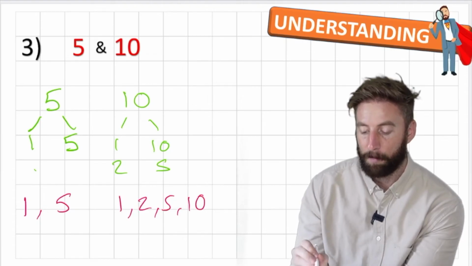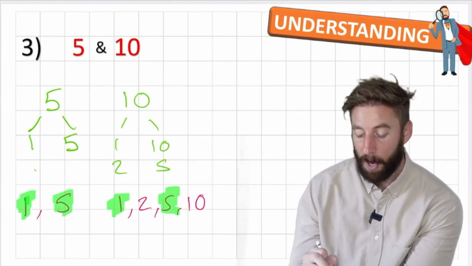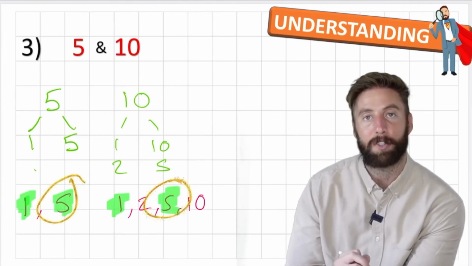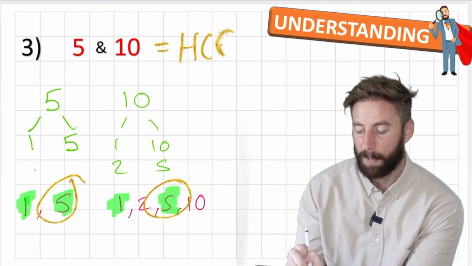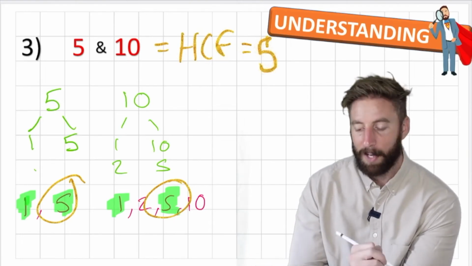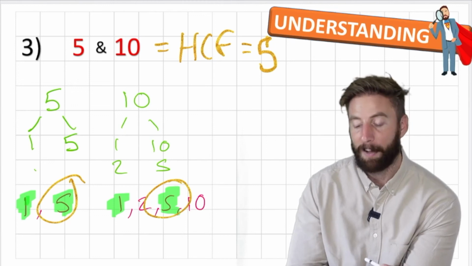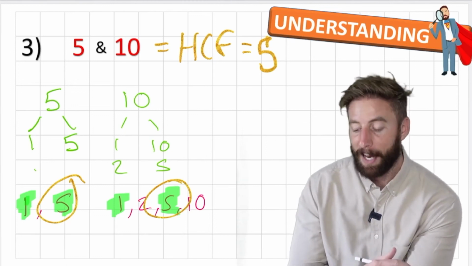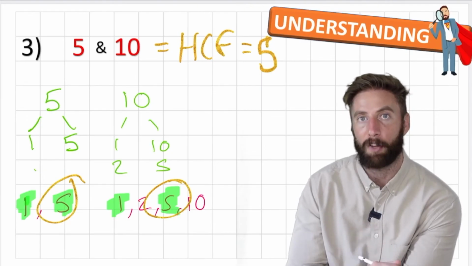Let's look for those common factors, and hopefully we can see we have a 1 that's common, and we also have the 5 that's common. Let's find that highest common factor, which we can now see is the 5. So the highest common factor equals 5. Awesome. Okay, well, hopefully this was useful for you. So what we're looking for, the highest common factor: first look for those factors, then find the common factors between the two, and then just look for that highest value, the biggest number.